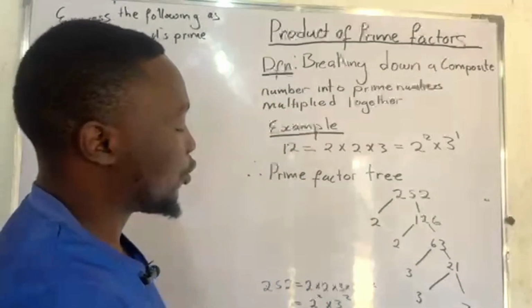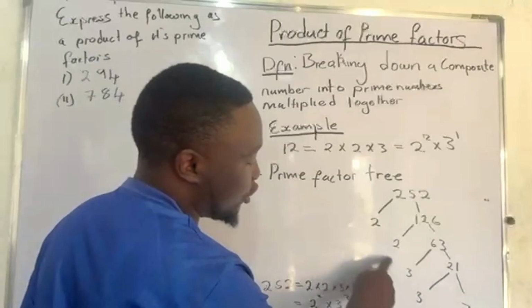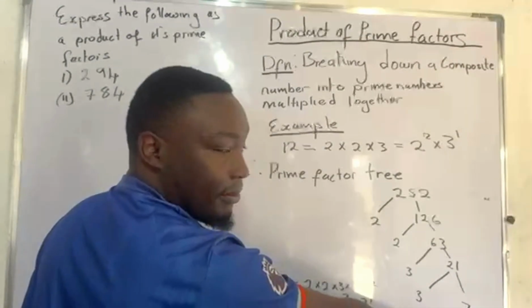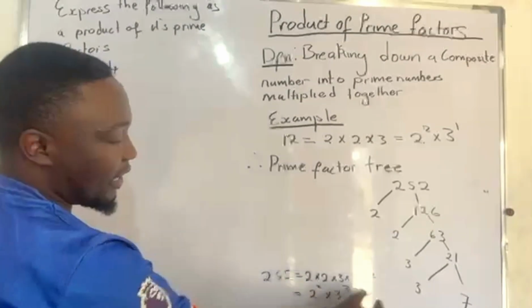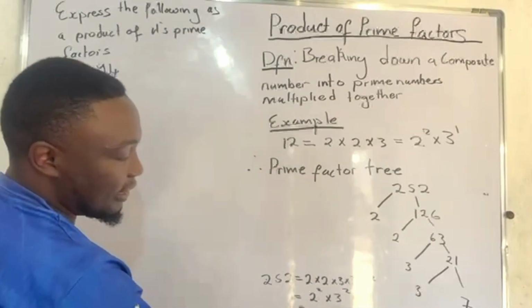After doing this, you collect all the prime factors that you have divided by and the remainder. Then you write them in multiple form. Then at the end, you write them in index form.